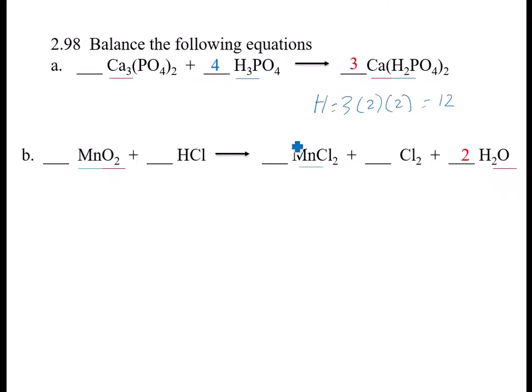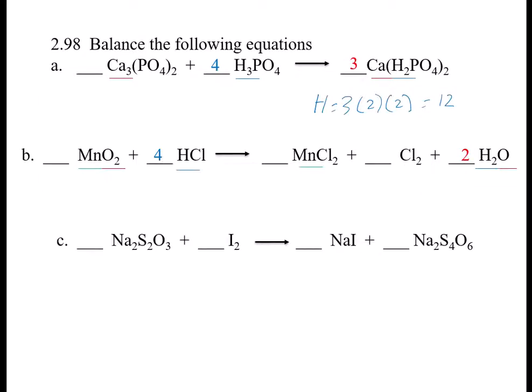Now look at the hydrogens, because it's only 1 and 1. I've got 1 hydrogen here and 4 here, so I'm going to put a 4 there. The last thing I want to look at is chlorine. I've got 4 times 1 is 4 here. I've got 2 plus the 2 is 4, so this is now balanced.